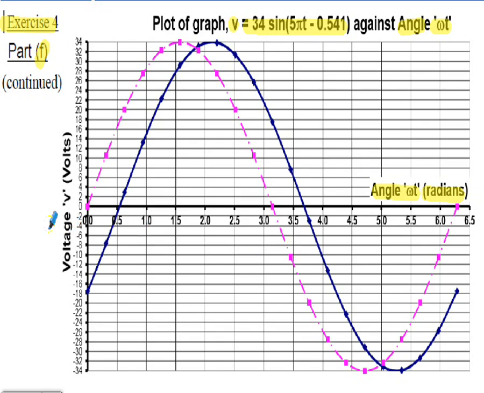What we can clearly see from this graph is that at time t is equal to 0, our basic waveform, our dashed purple waveform here, has a voltage of 0, and then 0.541 radians later, our system response also has a voltage of 0. So there's the minus 0.541 radians lag in our system.